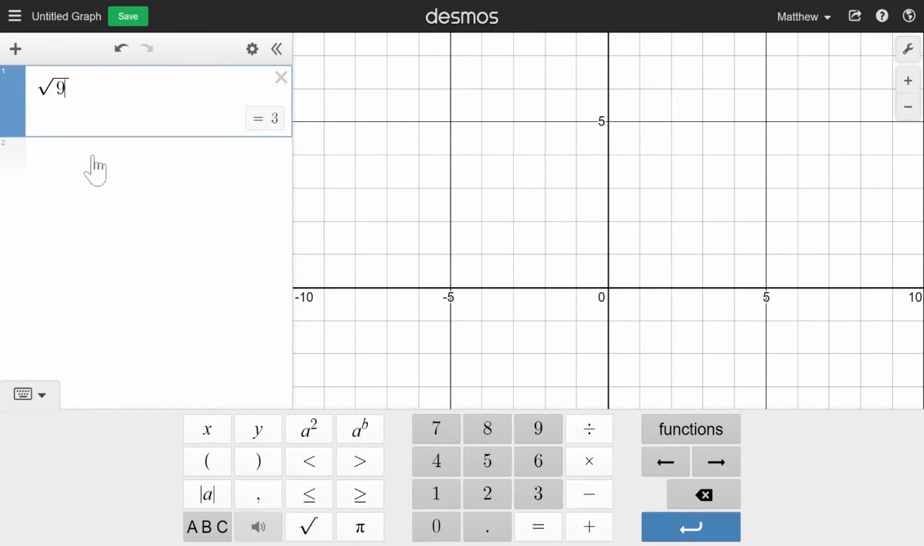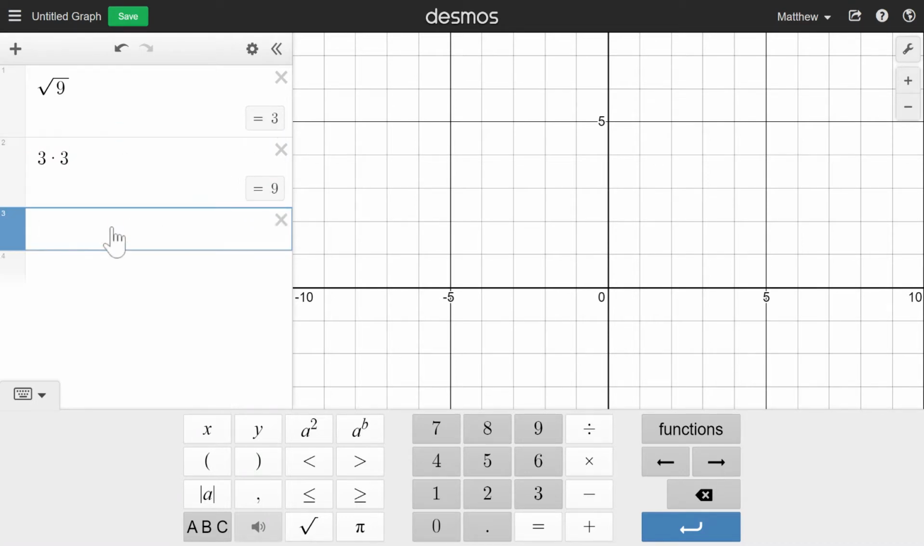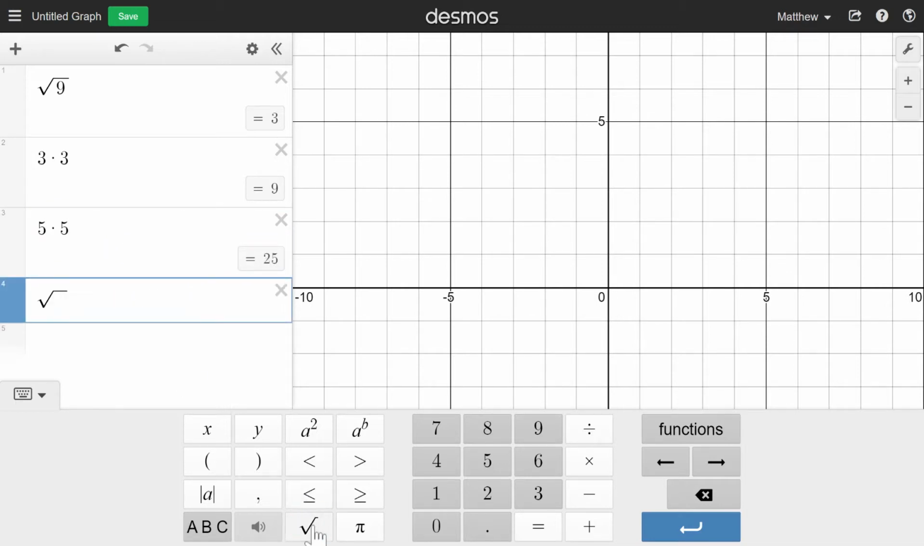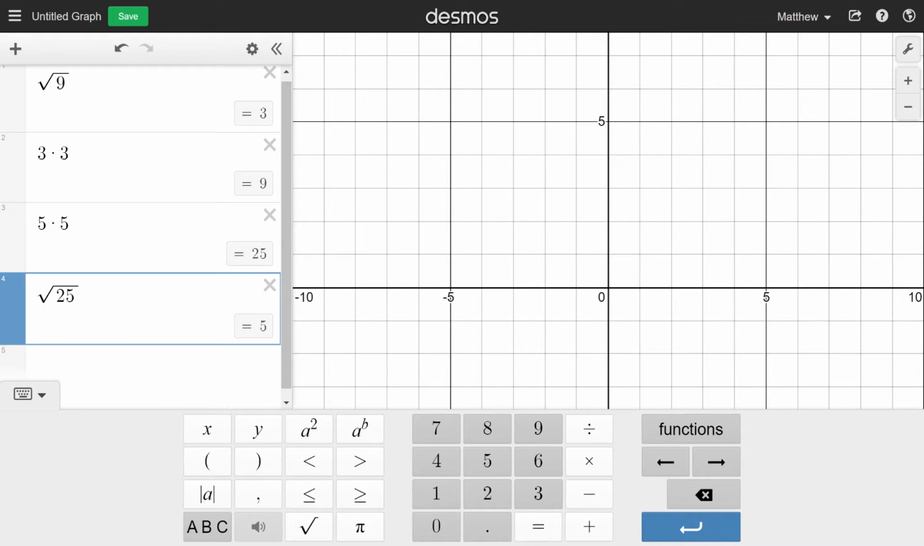And just in case you need to refresh yourself on the definition, it is because we know that 3 multiplied by itself is equal to 9. So therefore, the square root of 9 must be equal to 3, right? If we know that 5 times 5 is equal to 25, that must mean the square root of 25 is equal to 5. Okay, so that's your definition.